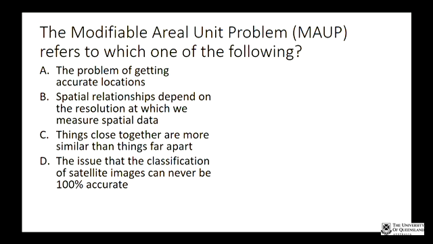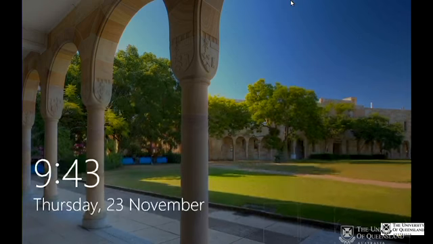Remember we talked about the modifiable areal unit problem, or MAUP? So what does it refer to? A, the problem of getting accurate locations. B, spatial relationships depend on the resolution at which we measure spatial data. C, things close together are more similar than things far apart. Or D, the issue that the classification of satellite images can never be 100% accurate. So what is it? You have to remember those answers. Sorry, have a complete guess.